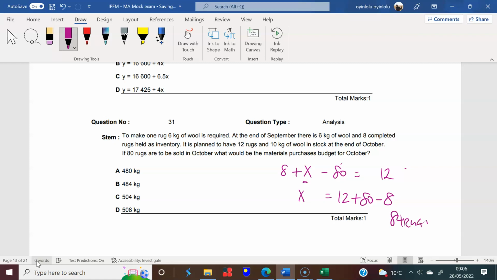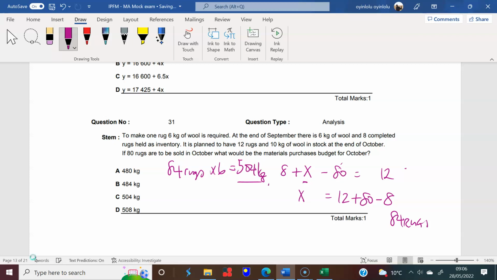We can test it. I think it's good to test it. 8 plus 84 minus 80 leaves us with 12 rugs. So that's the point there. We need to produce 84 rugs. Well, how many kilograms do I need for 84 rugs? I need 84 rugs times 6, and 84 times 6 is equal to 504 kilograms. So I need 504 kilograms.